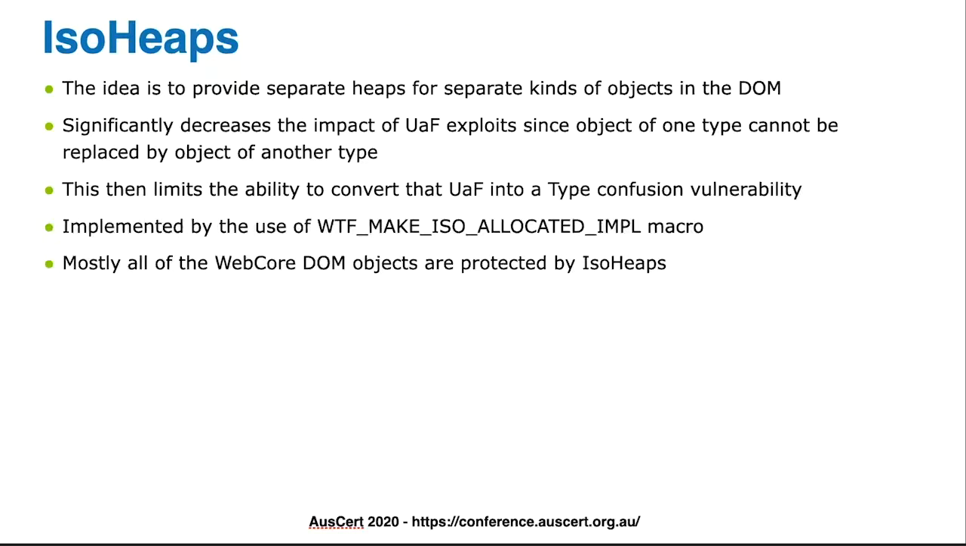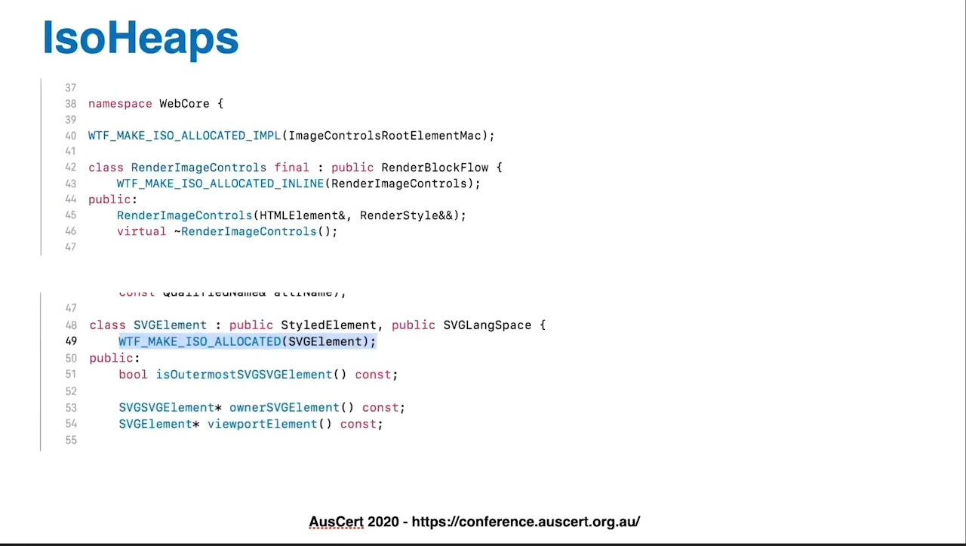So the idea for ISO heaps is to provide separate heaps for different kinds of objects, because the way the use after free exploits work is that you are able to free an object and then overwrite it with another object of different type, right, which will allow you to do certain things. However, if objects of the same type are saved in separate heaps, this becomes much more difficult. So in this case, you can see that there's an ISO heap being created for the object type SVG element.